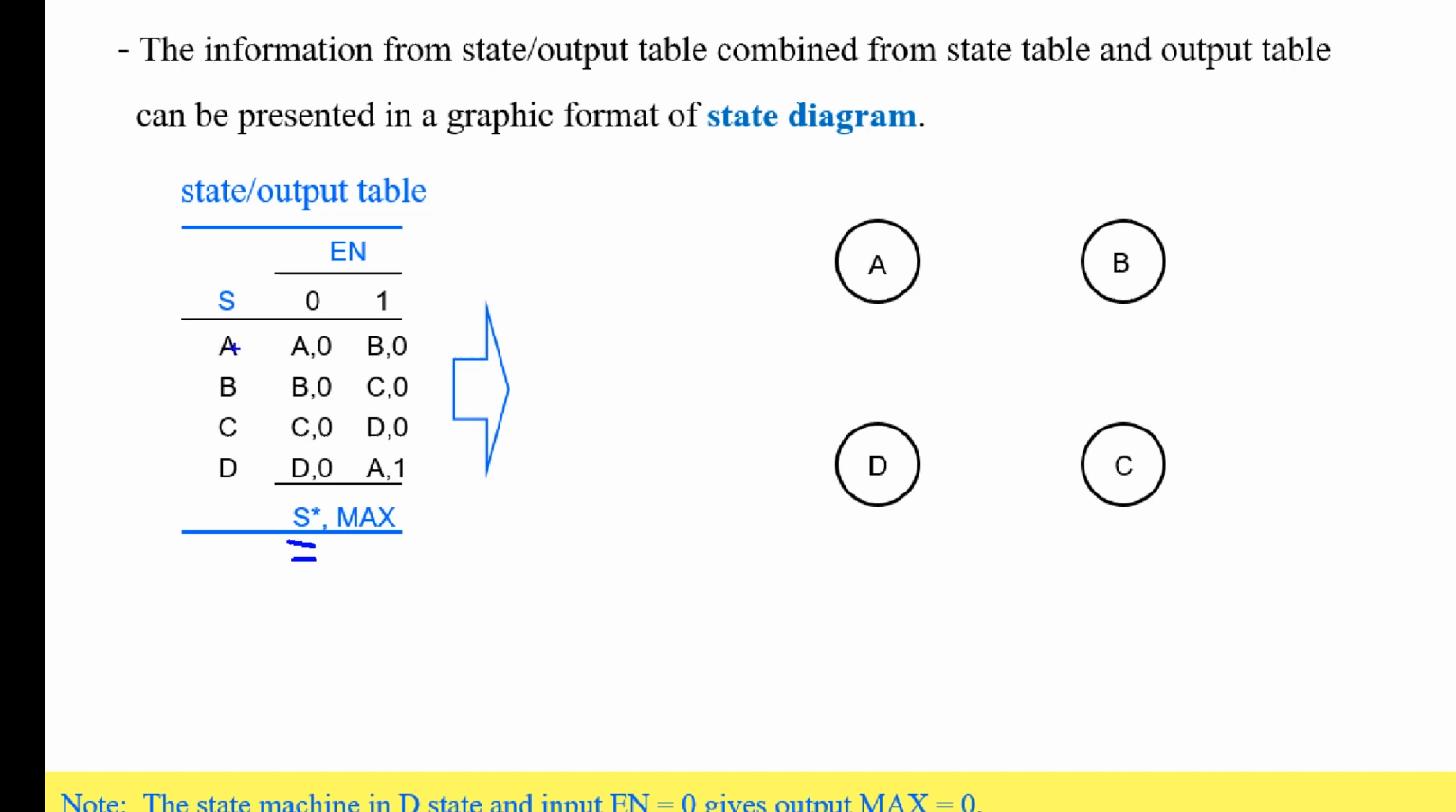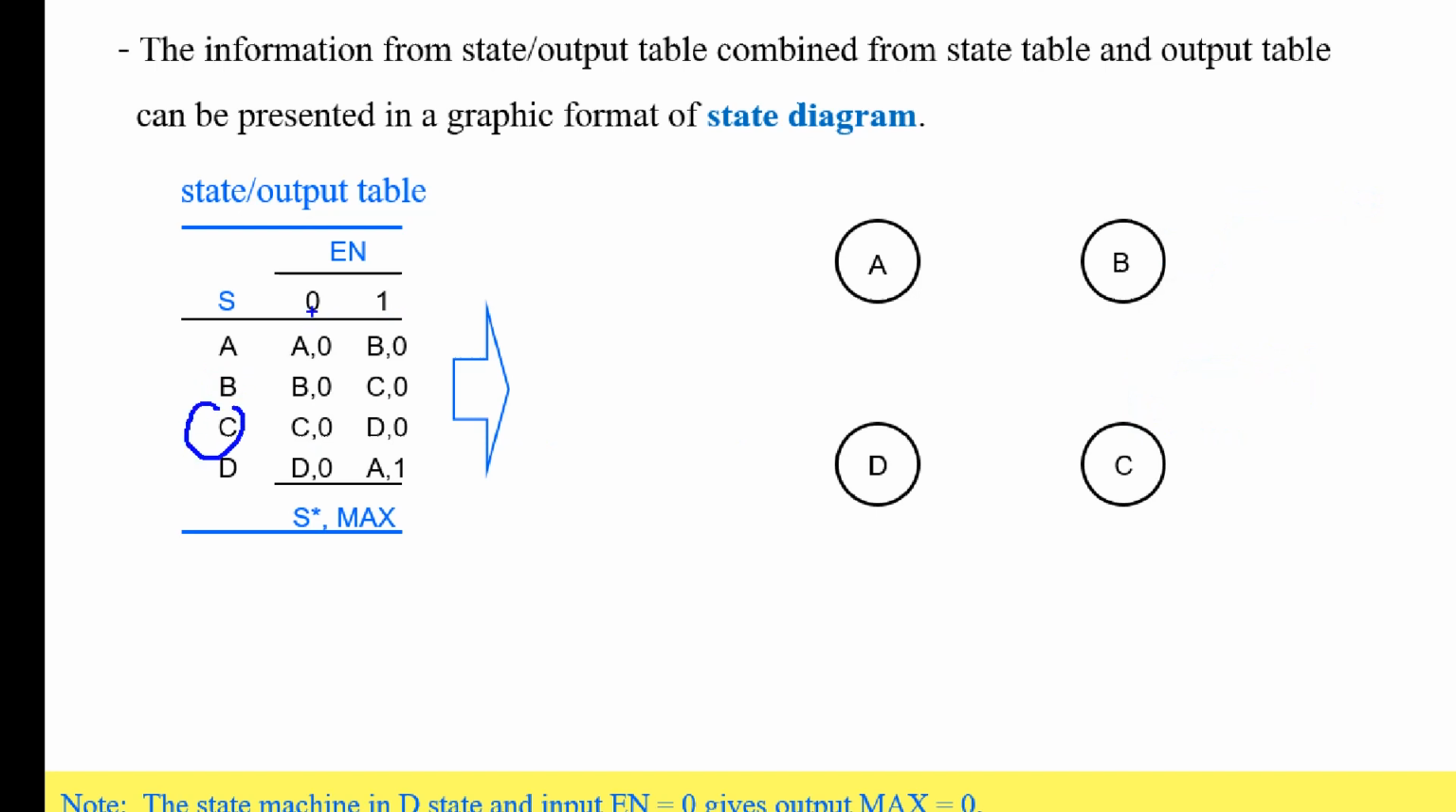At state A, when input is 0, let's go to state A. When en is 0, let's go to state A. When at state A, when input is 1, let's go to state B. When en is 1, it changes from A to B. Something like this. At state B, when input is 0, go to B. When input is 1, go to C. So you can write something like this. When en is 0, go to B. When en is 1, go to C.